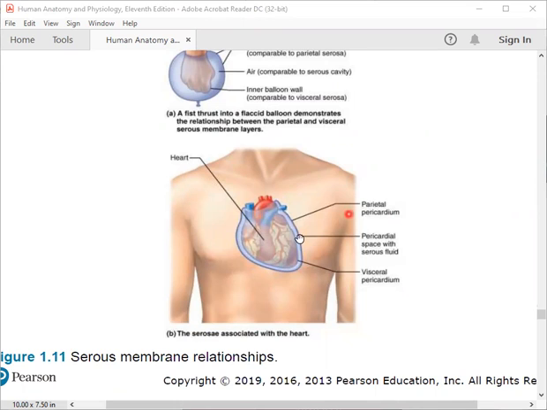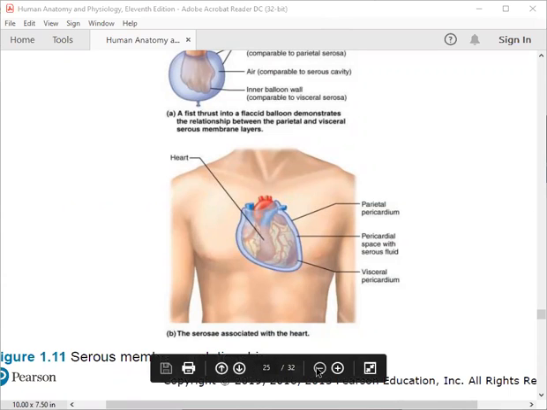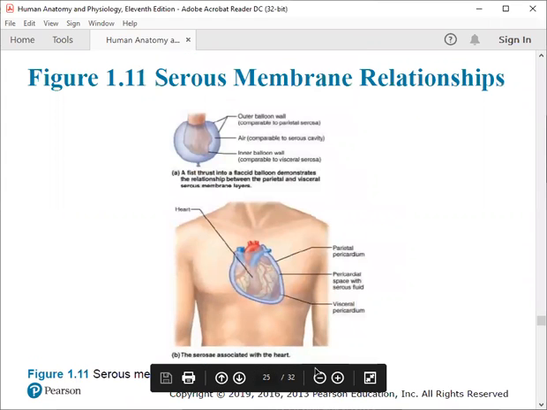My little spotter's too big here. That's pointing to that lighter blue section in between. And then your visceral pericardium is the darker blue that is immediately next to the heart, or touching the heart. So that's examples of parietal, external layer, visceral, internal layer of the membrane.